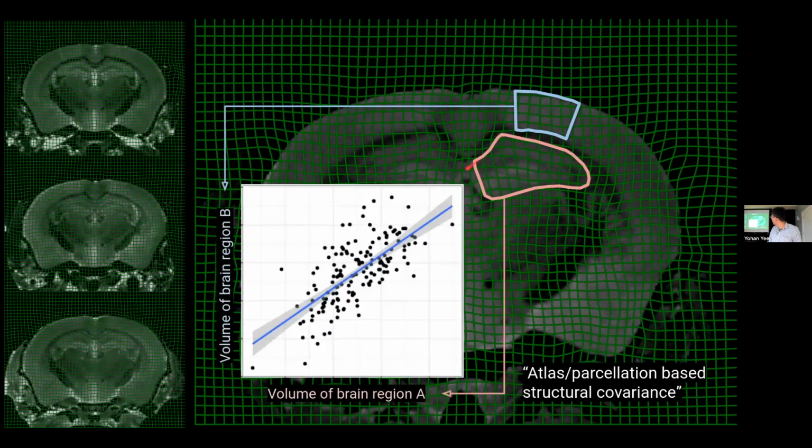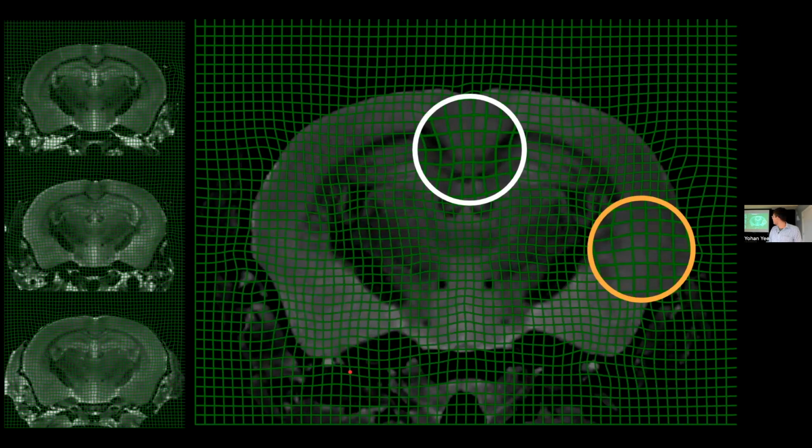And then finally, if you do this for multiple mice and plot one volume against another, you can get back a measure of structural covariance between these pairs of regions. You can also do this at the voxel level. And to understand how volume is encoded at the voxel level, I'm zooming into 2 parts of this mouse brain. One that's labeled in white, where the grid lines come together.